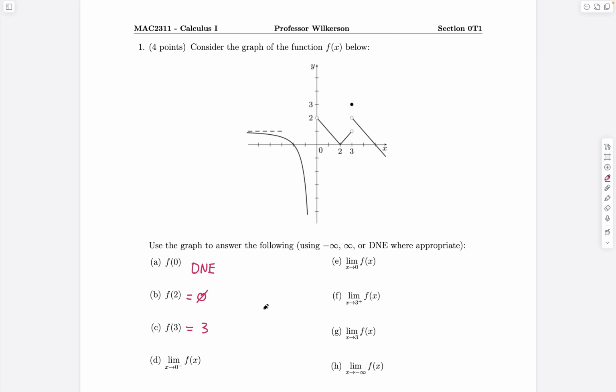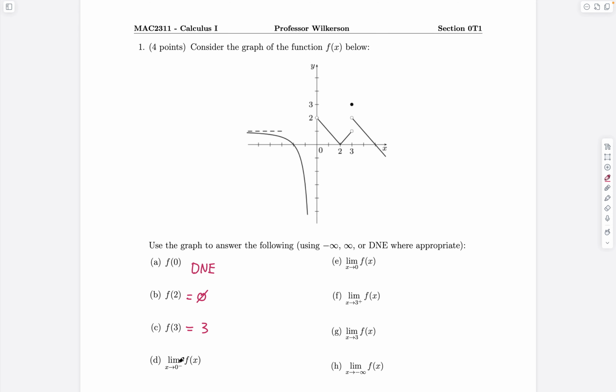Now we get into the limits, right? So we talked about in class, the limit and the y value are not the same, right? The y value is where I'm located. The limit is what y value I'm getting close to. I don't have to actually exist at that point. I just have to be approaching some y value for the limit.